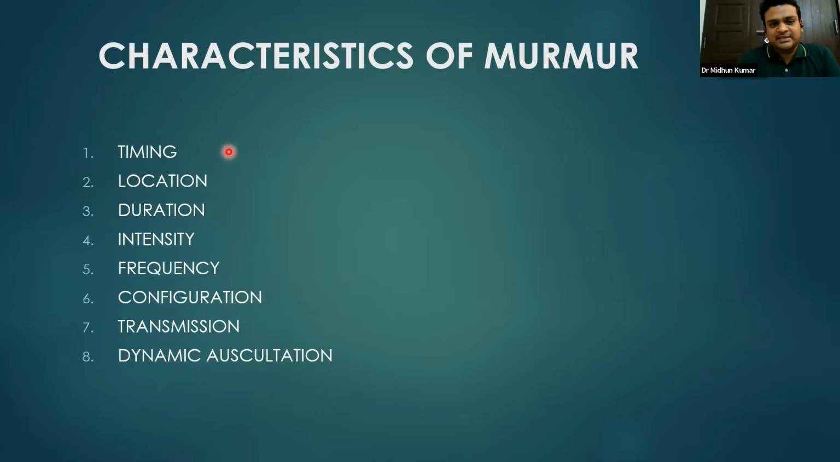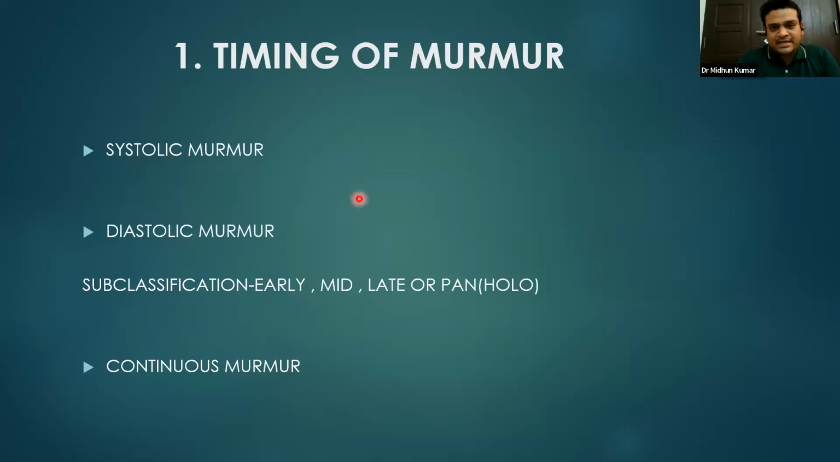So coming back to the characteristics, these 8 characteristics are very important. One is timing, the others are location, duration, intensity, frequency, the configuration of the murmur, transmission, and dynamic oscillations. We will see them one by one. So by timing, in the cardiac cycle, there are only 2 timings. One is systole, the other is diastole. Systole exists between S1 and S2, and diastole exists between S2 and S1.